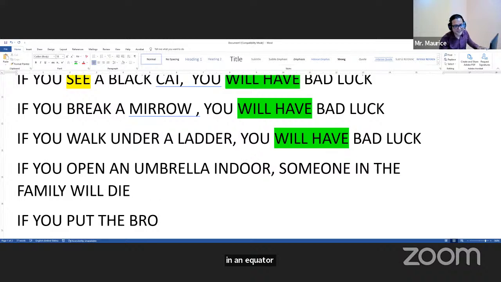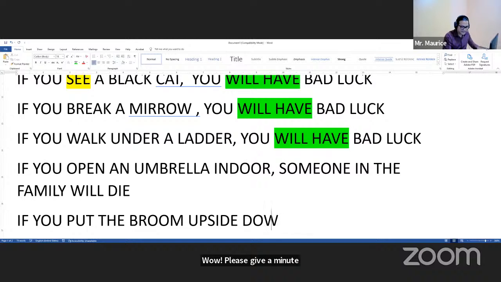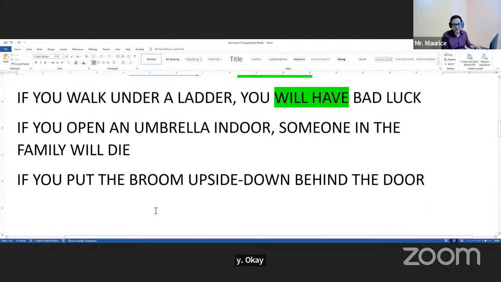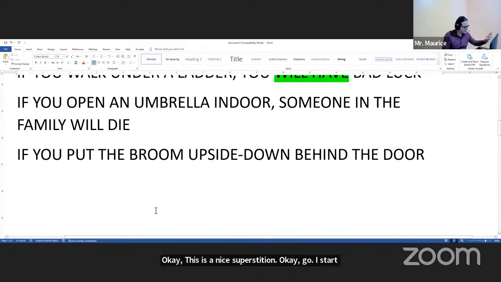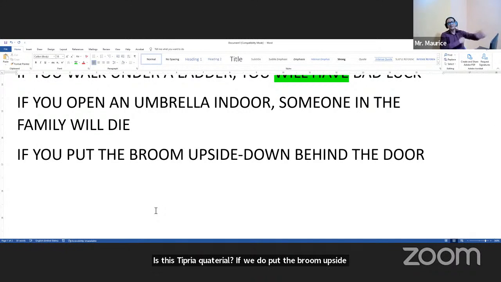Okay, let me check something, because this superstition is pretty, for me, wow. Please give me a minute. I'm sorry. Okay, this is a nice superstition. Okay, con esto terminamos. Esta es típica ecuatoriana. If you put the broom upside down behind the door, complete. Give the consequences, but in English.